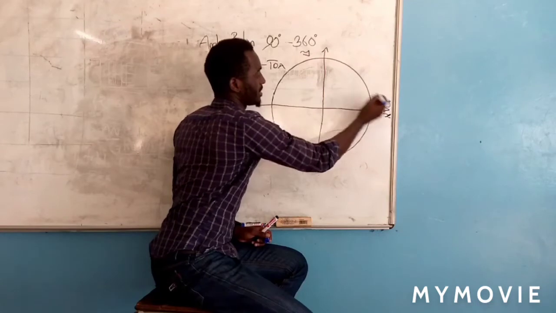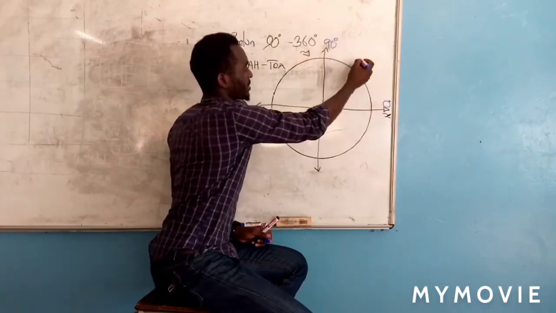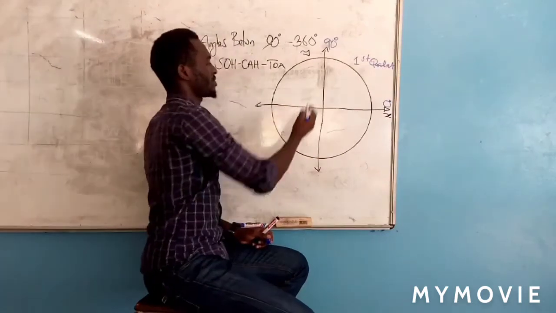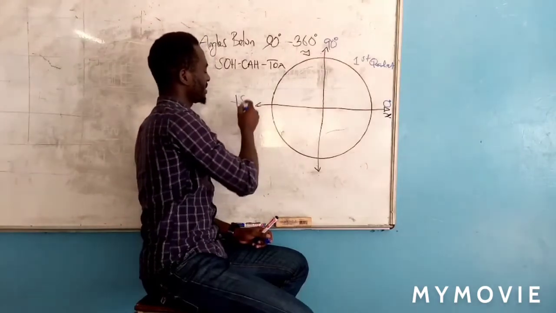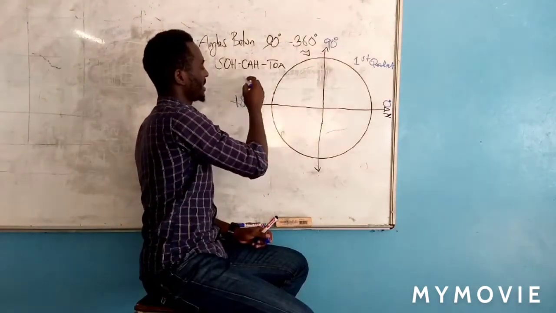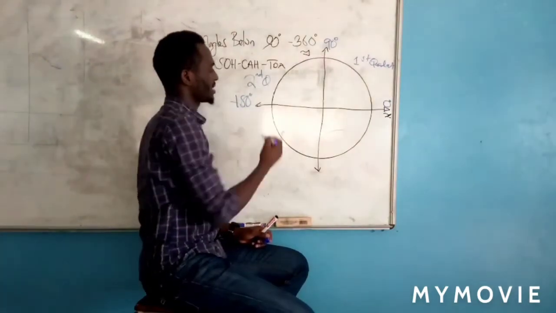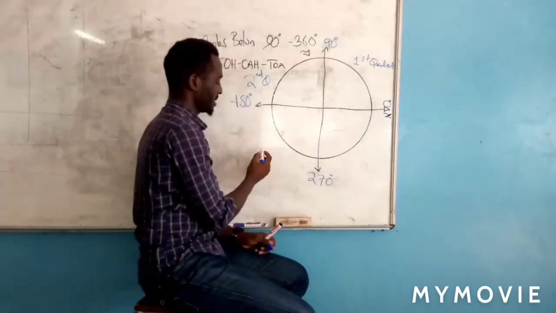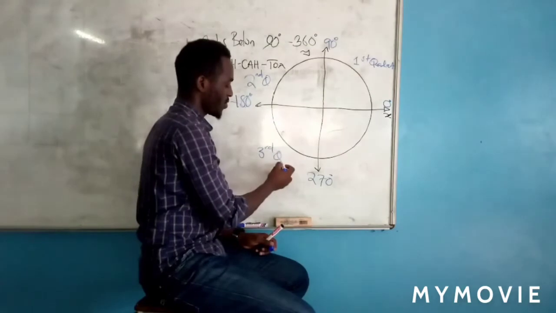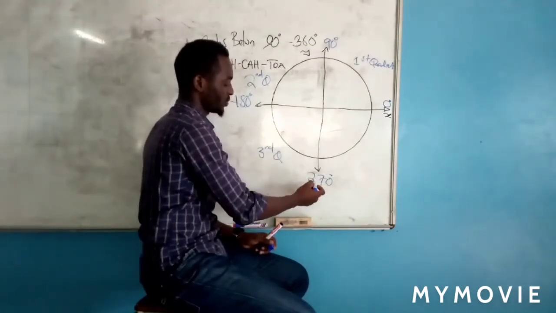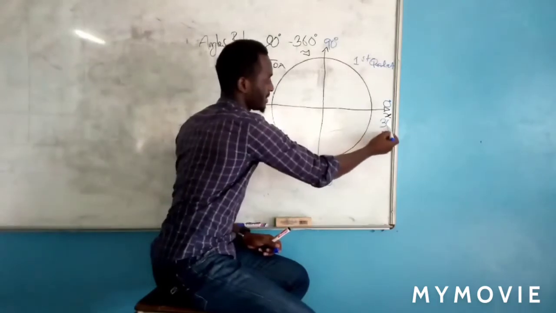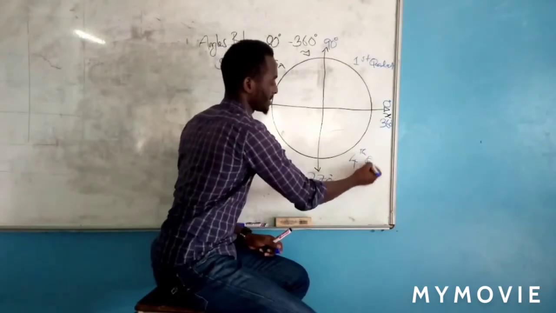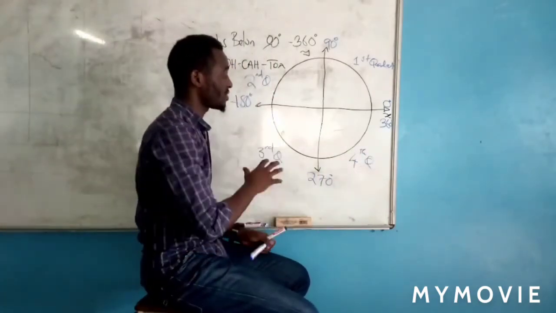from 0 degrees to 90 degrees is referred to as the first quadrant, okay? Then from 90 degrees to 180 degrees, it's referred to as the second quadrant. And from 180 degrees to 270 degrees, this is referred to as the third quadrant, okay? And from 270 degrees to 360, the starting point, which is the 0 again, is referred to as the fourth quadrant. Okay, so I'm going to talk about the four quadrants.